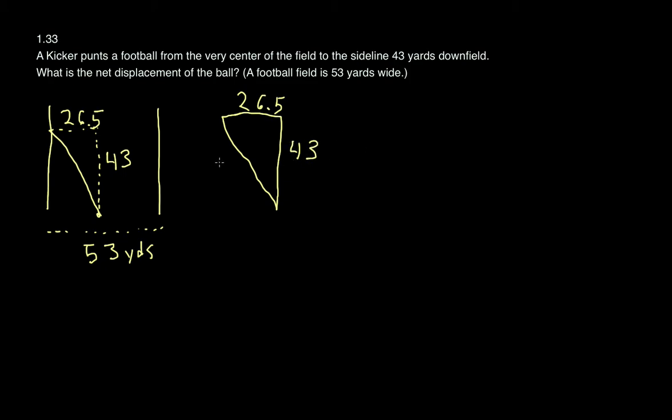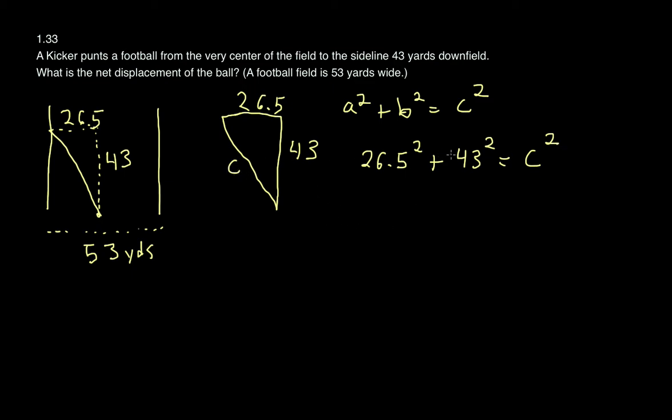And so we can simply use a squared plus b squared is equal to c squared, where a and b are the two legs of the triangle. So this just becomes 26.5 squared plus 43 squared is equal to c squared. And again, we're calling this c.